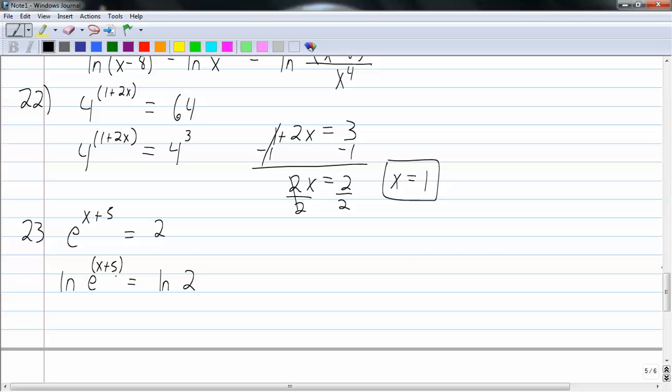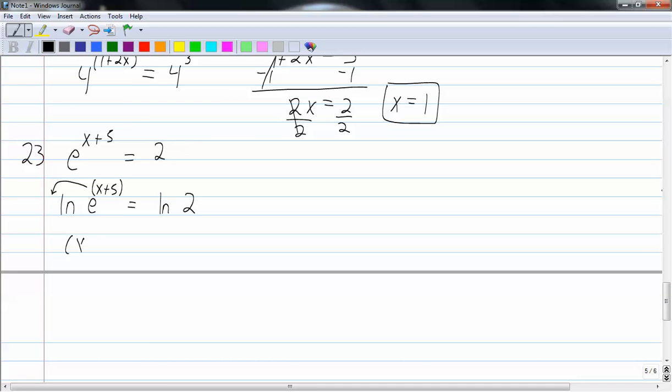So now let's take this power and move it in front. And make sure you move the entire power in front and you leave it in parentheses. So this is x plus 5 times the natural log of e, that looks very familiar, equals the natural log of 2. The reason why I say that looks familiar is because isn't natural log log base e? Yes. And so since natural log is log base e, and that's of e, those match up. So it can be simplified into just 1.